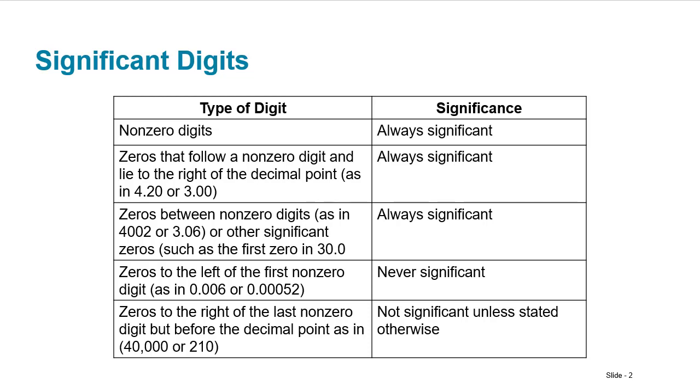Zeros to the left of the first non-zero digit. If you have a really small decimal that starts with a bunch of zeros, like 0.006 or 0.00052, those are never significant. And zeros to the right of the last non-zero digit but before the decimal point, as in 40,000, 210, or 1 million, are not significant unless stated otherwise. This all comes down to how we can convert numbers into scientific notation.